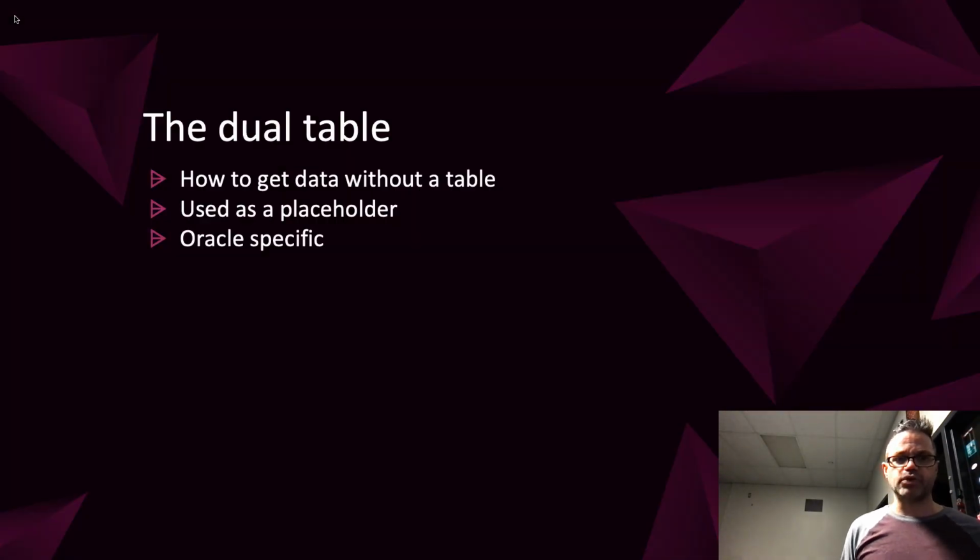And finally, we have the dual table. I want to get data without a table. This is a placeholder we use in Oracle-based databases. You don't have to worry about this if you're using MariaDB or MySQL, but it's used to actually retrieve data from a select clause without actually working with a specific table. And that's what we did in the examples earlier when we were talking about from dual, because I just want to retrieve the data from the actual select clause itself, and I'm not working with any data set beyond that.